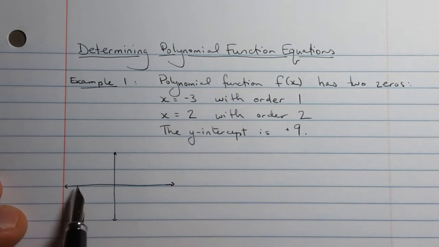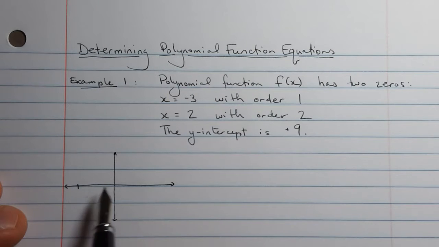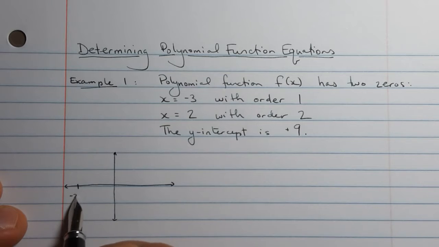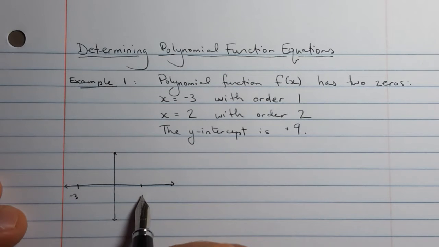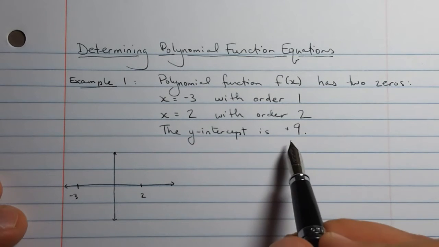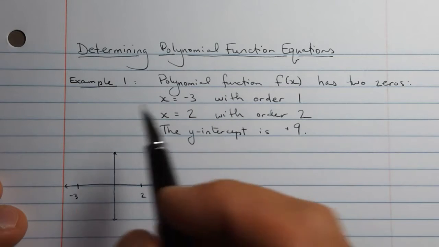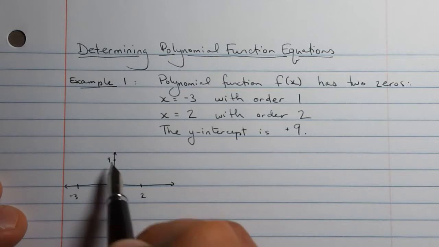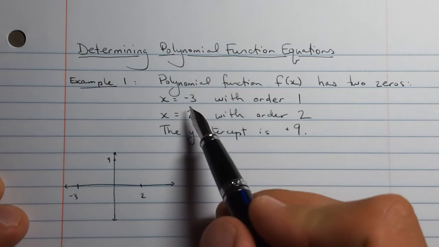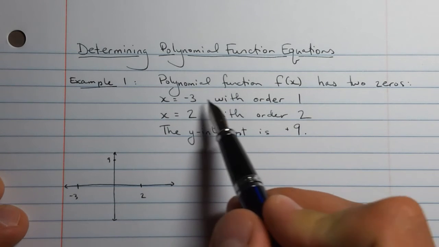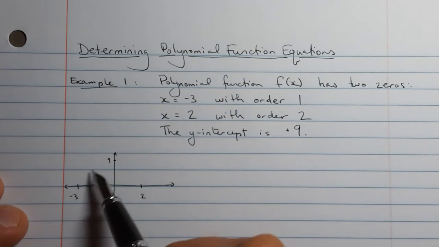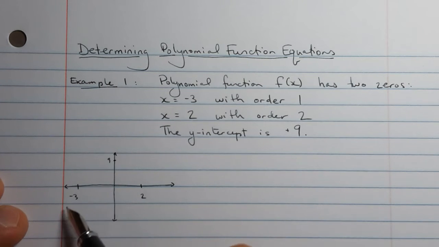So at x equals -3, I'll just put that about there. We have a root, and at x equals +2. So that's -3, +2, let's say about there. And the y-intercept is 9. That's up here somewhere, maybe way up here, but that's good enough for my little sketch. And I know that this root is of order 1, and from there I have to get up to 9, so it's going to be going in this direction.